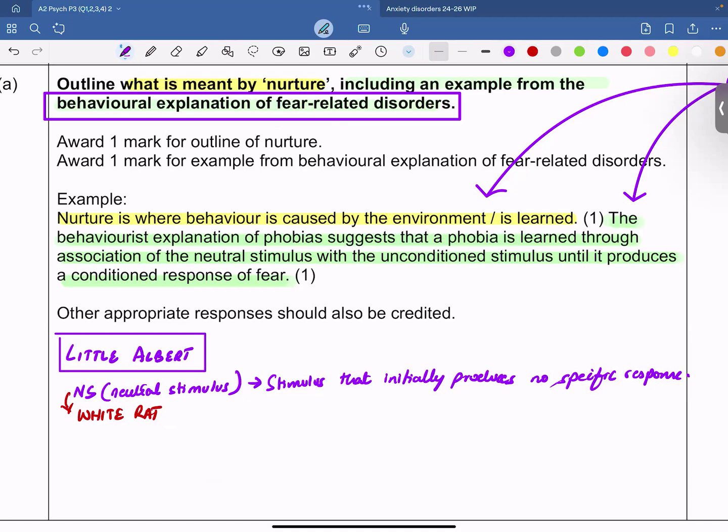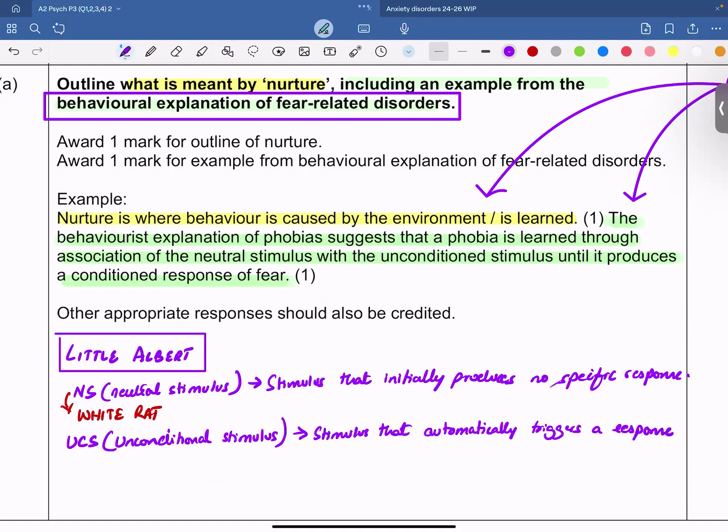Taking this ahead, number two, we need to understand what an unconditional stimulus is. An unconditional stimulus is a stimulus that automatically triggers a response without prior learning. Now, in the study by Little Albert, the loud noise that was produced by striking the steel bar was the unconditional stimulus.